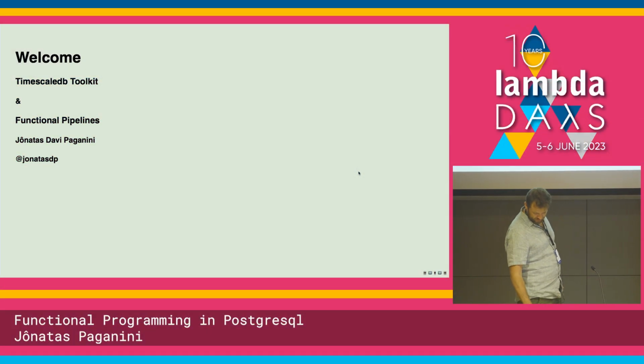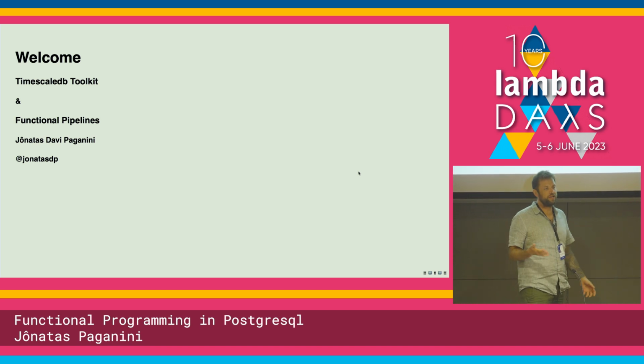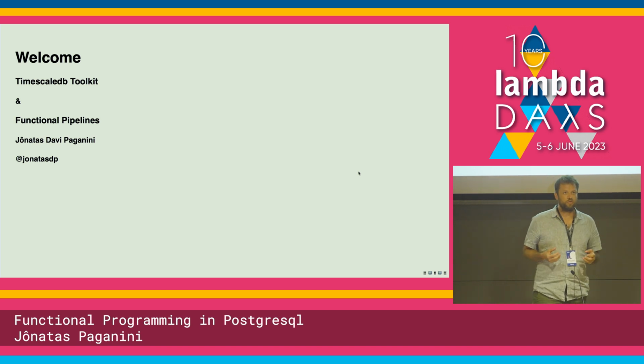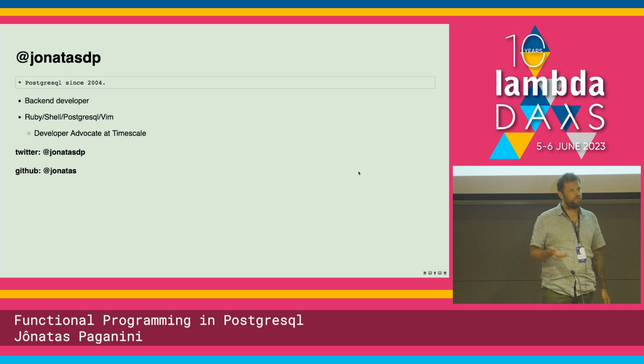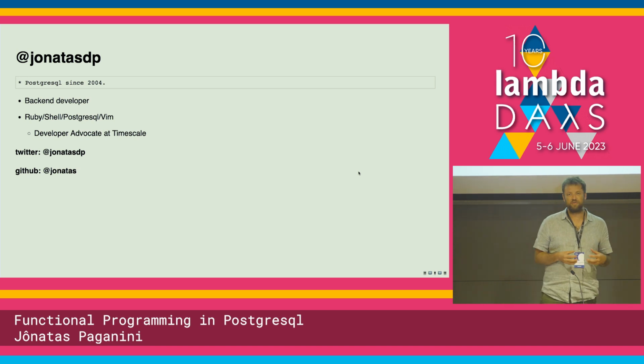I am Jônatas, and I will be talking about the toolkit, that is the tool that we built for allowing us to run functional pipelines inside SQL. So I am a developer advocate at Timescale. Timescale is the company behind Timescaledb. It's a Postgres extension. It's also open source, and this is an optimization for dealing with time series data.